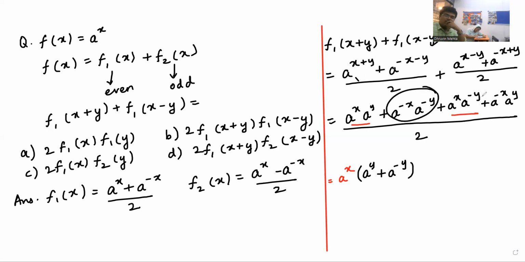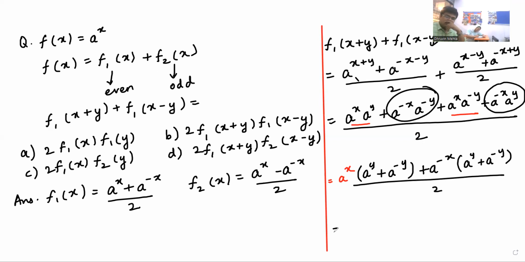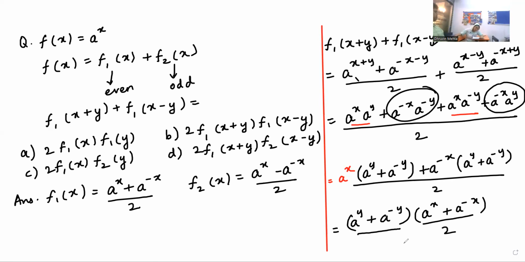Now here what is common? A raised to minus x. In the bracket we get a raised to y plus a raised to minus y. Our work is done. Do you realize that this is a raised to y plus a raised to minus y into a raised to x plus a raised to minus x upon 2. Again common factorize.